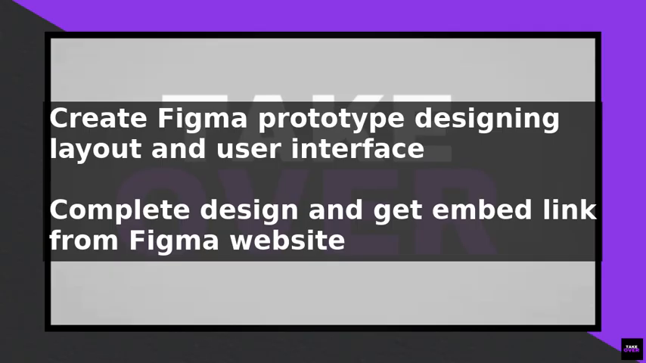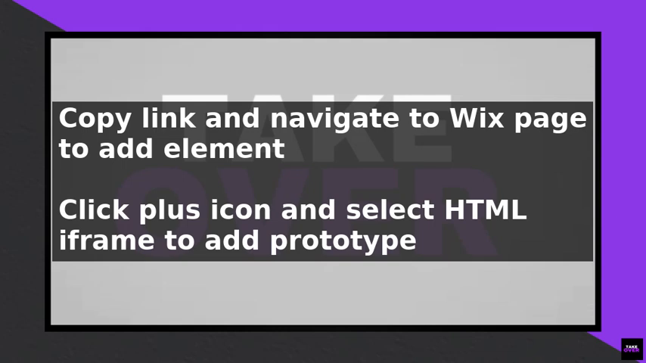Once you have completed your design, go to the Figma website and click on the Share button. Then click on Get Embed Link. This will provide you with a link that you can use to embed your prototype on other websites. Copy the link and log in to your Wix account.